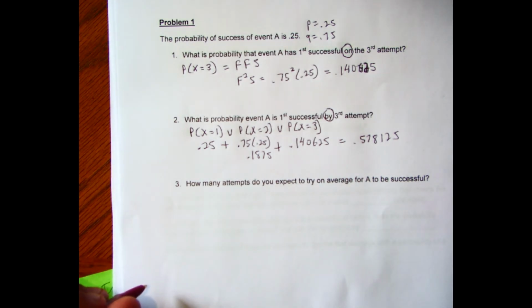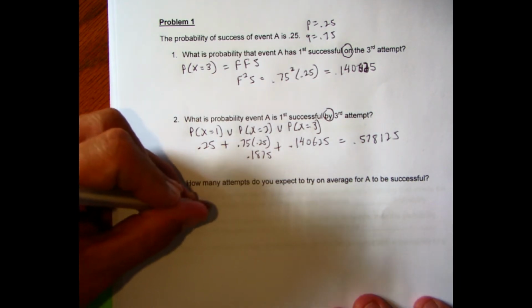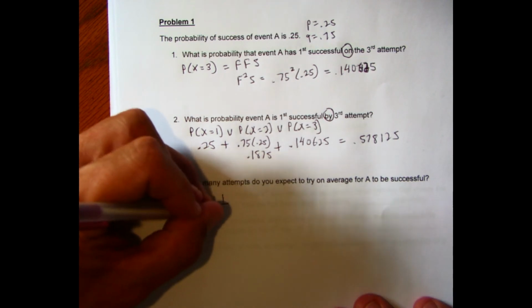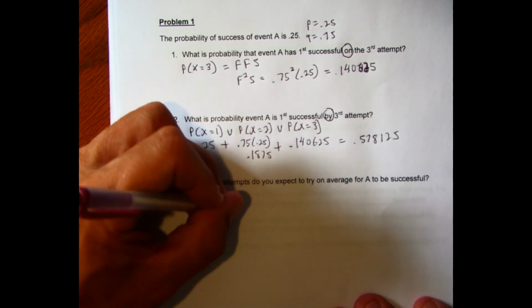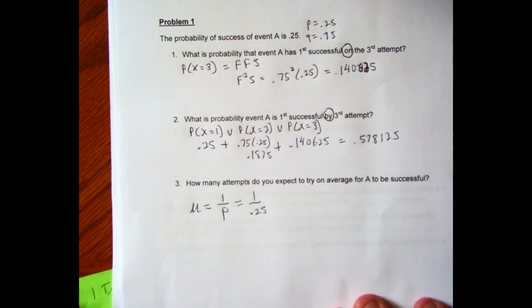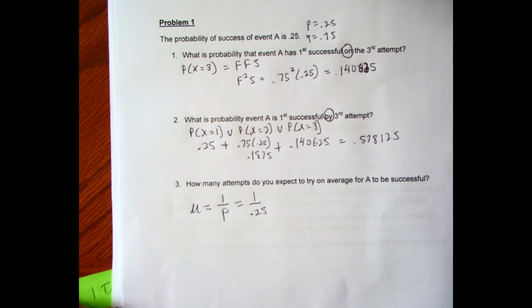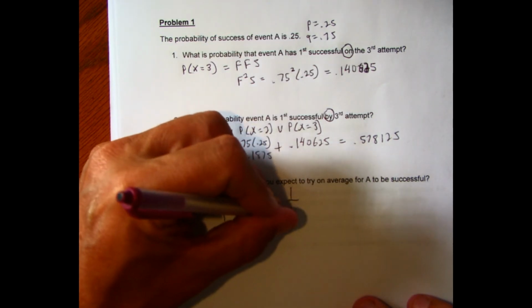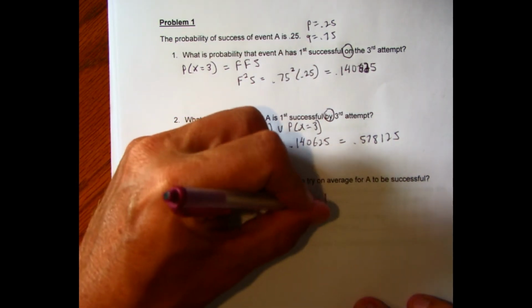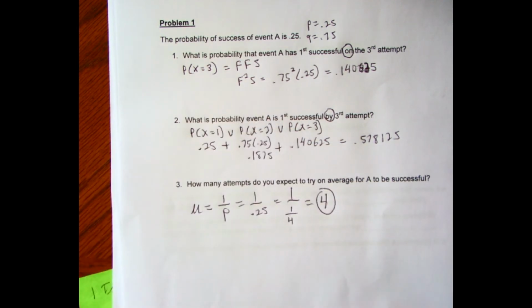And then how many attempts do you expect to try on average for this person to be successful? Well, the mean for our first success is 1 over p. So that's 1 over 0.25. Now remember, 0.25 is 1/4. So if the probability of success of something is 1/4, then on average we would expect four attempts to be successful.